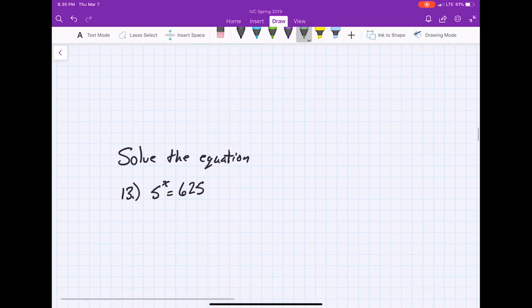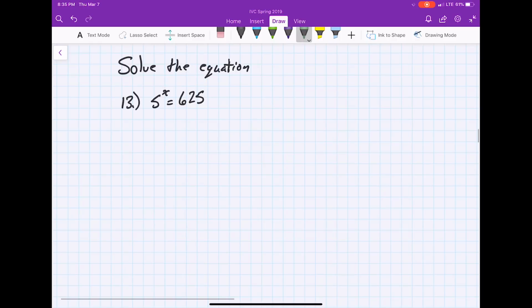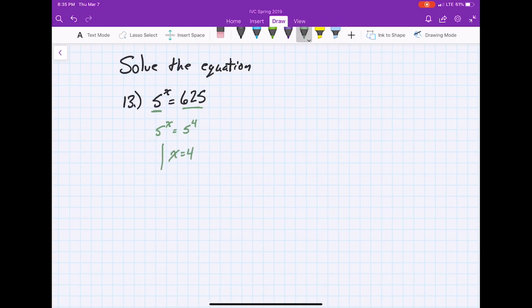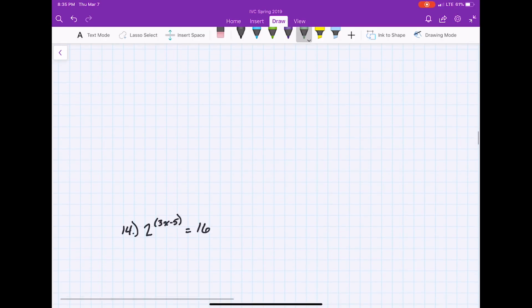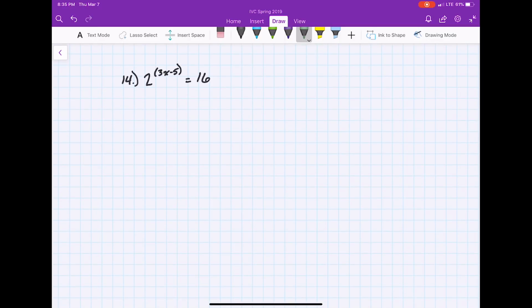So there you go. Moving on to number 13, solve the equation. All right, well, we don't have the same bases here, so let's see if we can get that going for us. I know 625 is actually 5 to the fourth, so 5 to the x equals 5 to the fourth. Our bases are the same, so let's set the exponents equal to each other. Boom, you got x equals 4.